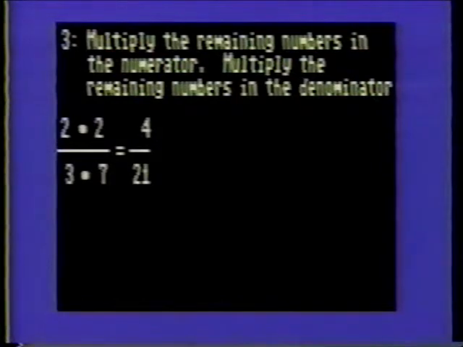Multiply the remaining numbers in the numerator, which is 2 times 2 is 4. Then multiply the remaining numbers in the denominator. 3 times 7 is 21. The final solution is 4 over 21.